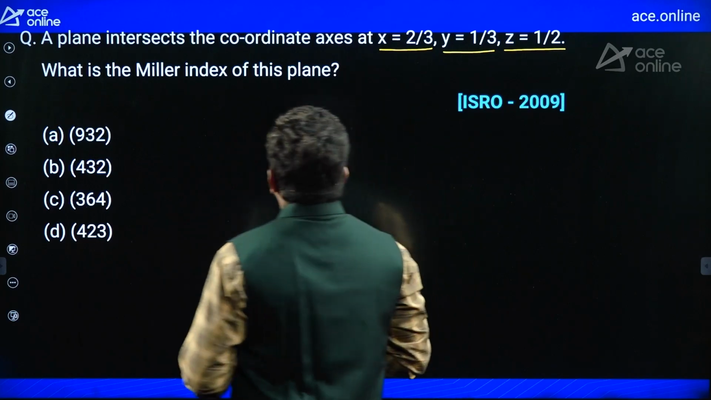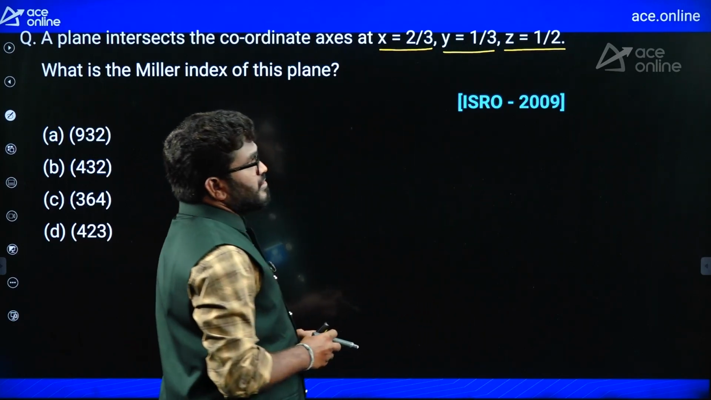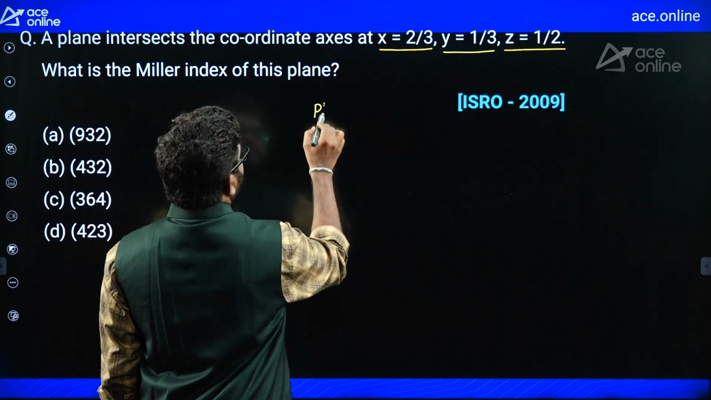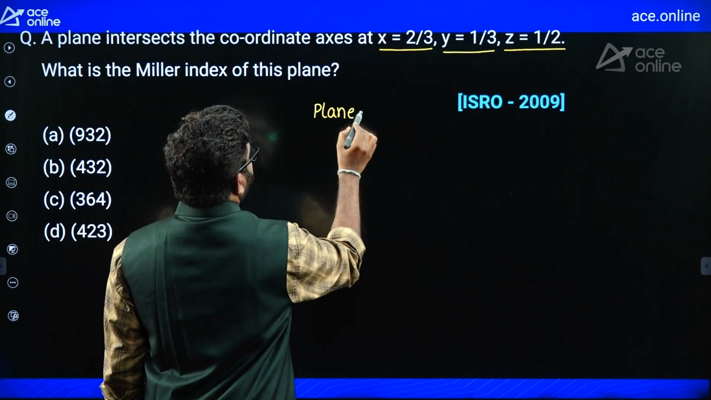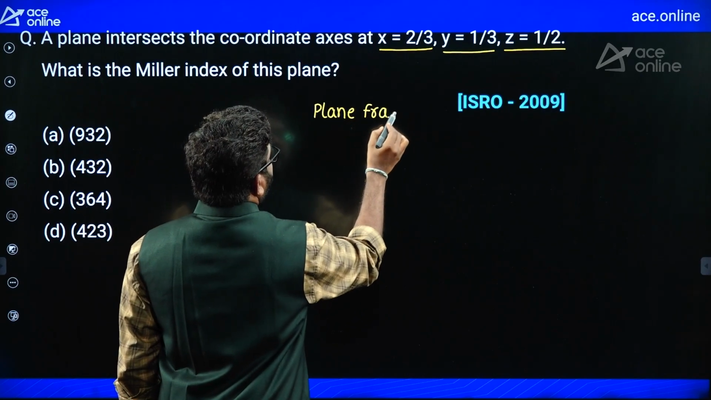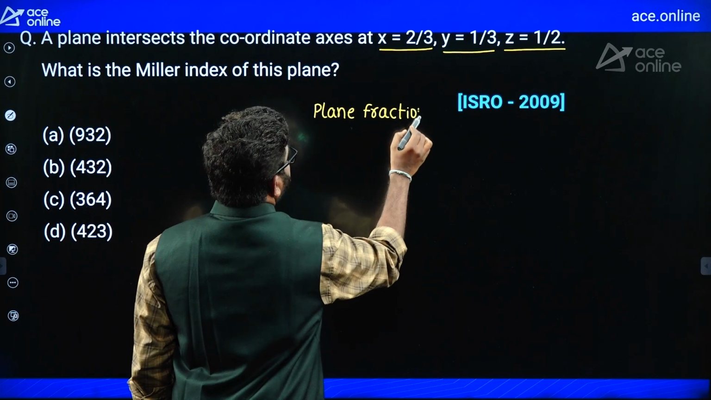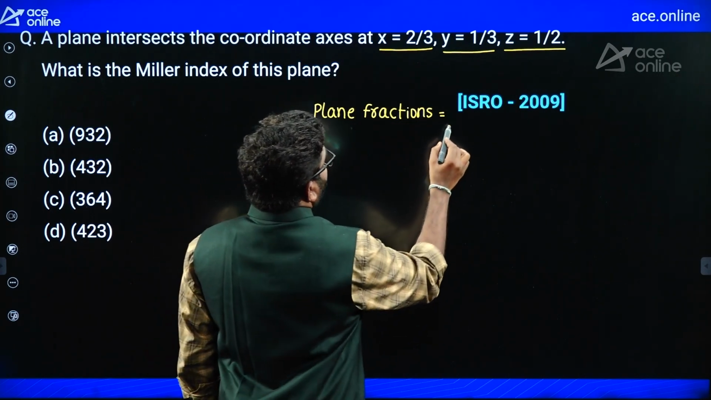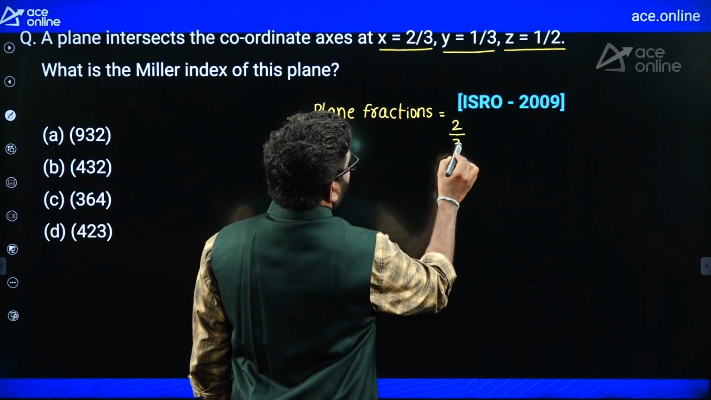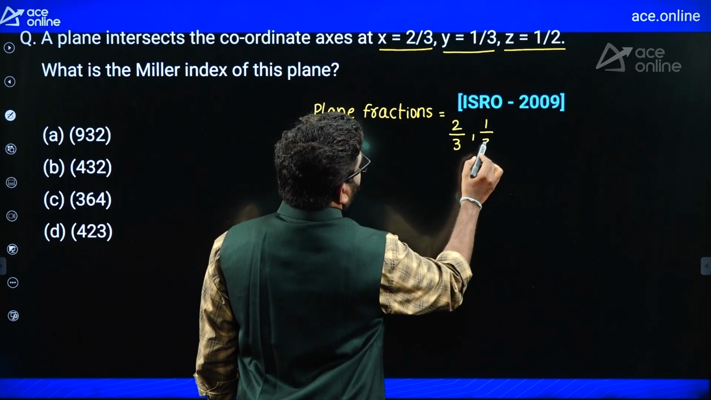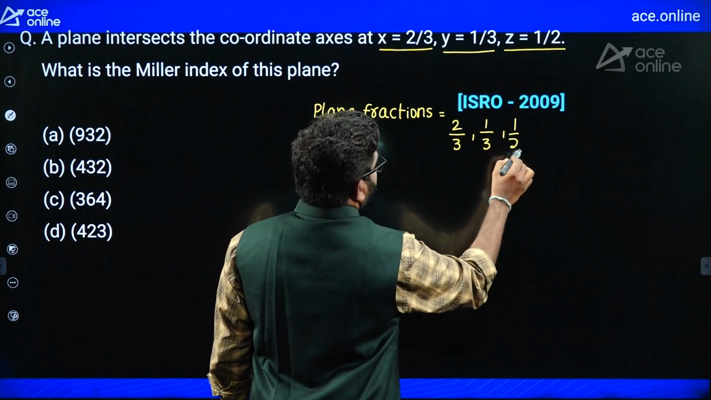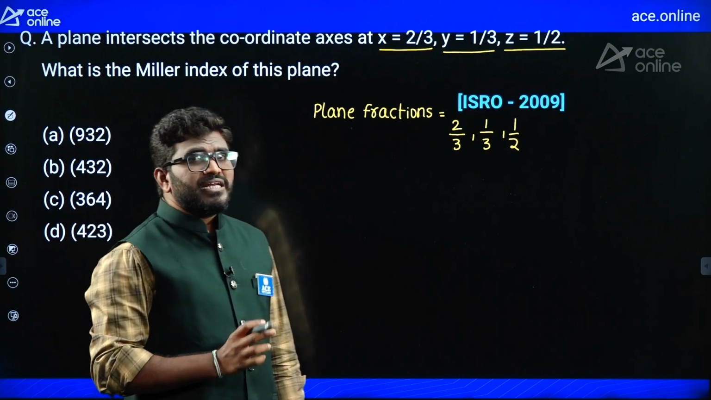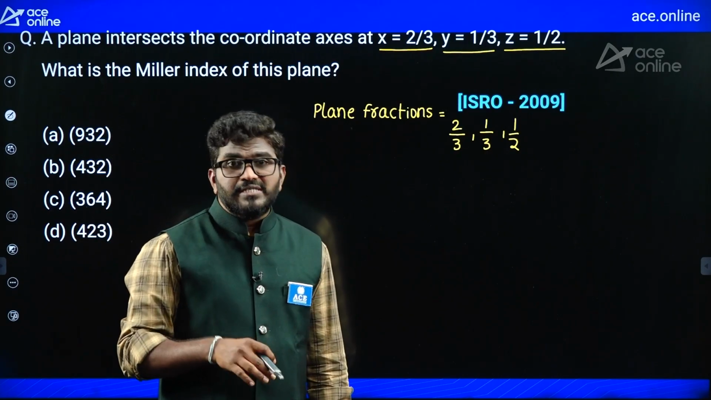Listen, the coordinate axes magnitudes are given, so the plane fractions are given. The plane fractions are x equal to 2 by 3, y equal to 1 by 3, z equal to 1 by 2. From the plane fractions, if you want to get the Miller indices, you should take the reciprocals.